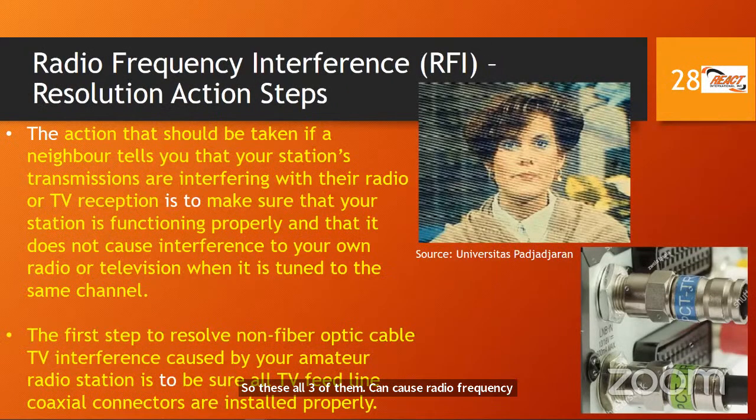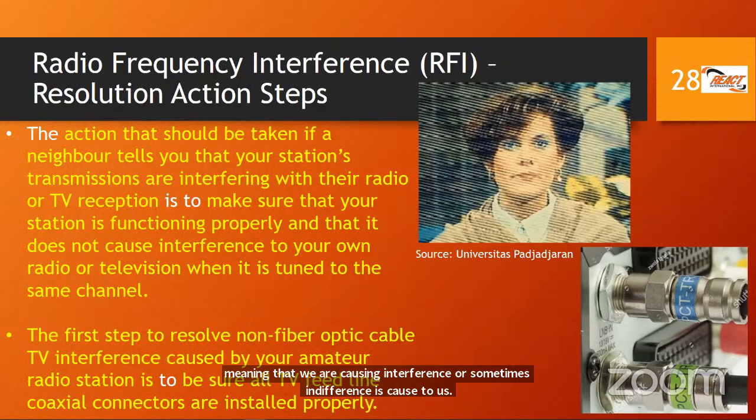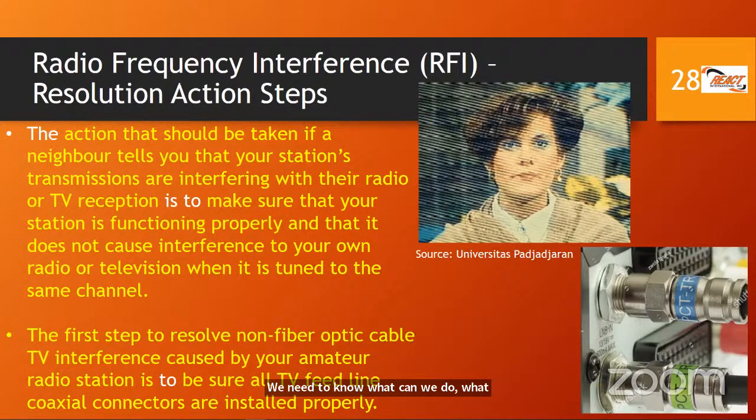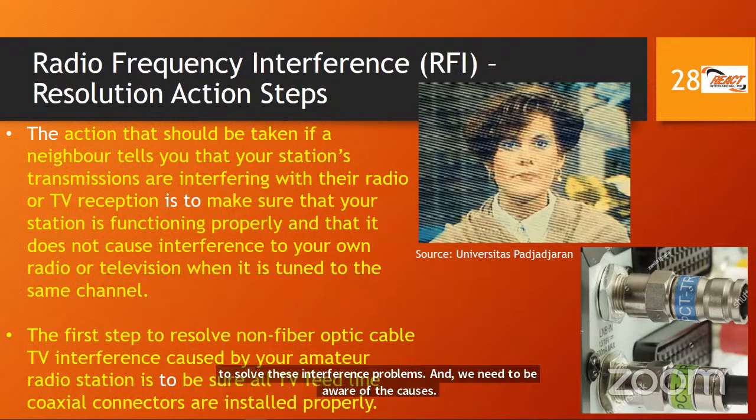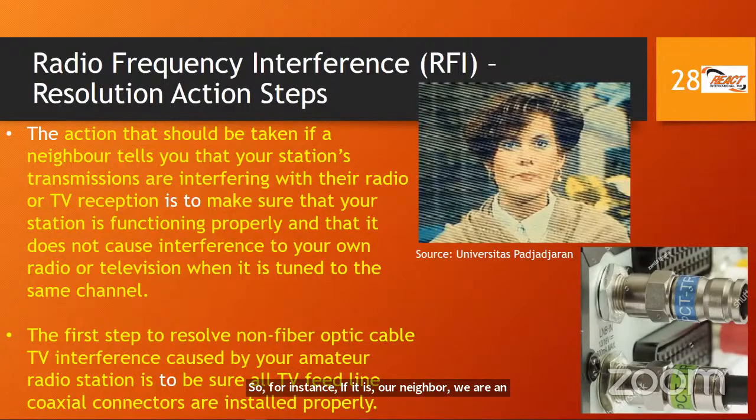Now, when radio frequency interference is caused, meaning that we are causing interference, or sometimes interference is caused to us, we need to know what steps we can take to solve these interference problems. And we need to be aware of the causes. So, for instance, if it is our neighbor, we are an amateur radio operator, we have our station, we have our antenna on the outside, our lovely HF antenna, and we have our transceiver on the inside with a very strong 1.5 kilowatt amplifier, and we are transmitting.